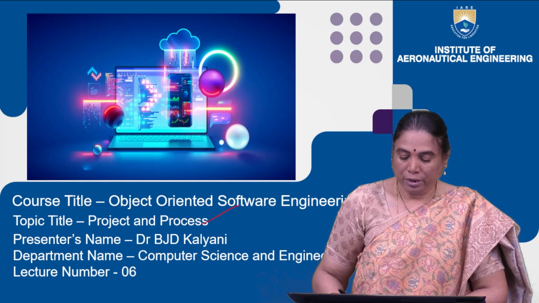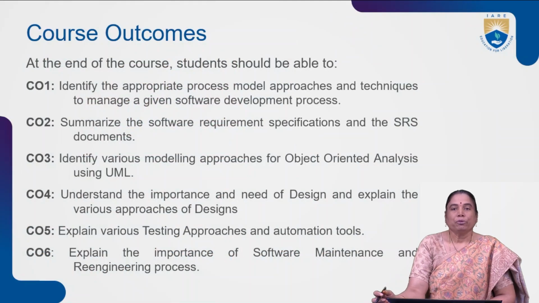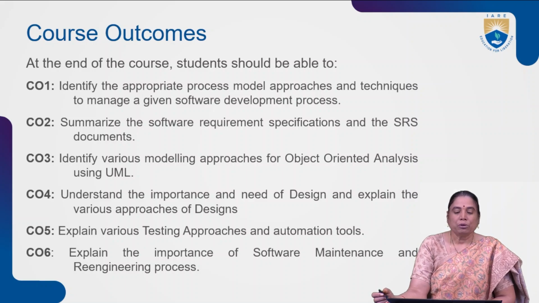In this video, I will discuss what a project is and how it can be used, what the various tasks and framework activities in the project are, what the processes are, and what the major framework processes and umbrella activities involved in the process are, discussed elaborately in this video. This topic's learning outcome is mapped to course outcome CO1, which is to identify the appropriate process model, approaches and techniques to manage a given software development process.